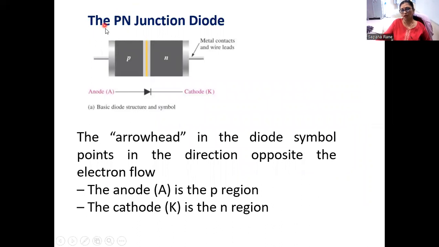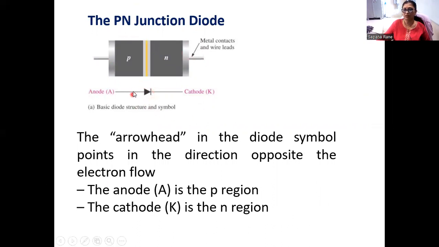Now, as we have studied, what happens when a PN junction is formed. Such a PN junction is an electronic device and it is called a PN junction diode. When P-type material is joined with the N-type material, the PN junction diode is formed. The P-end is called the anode, while the N-end is called the cathode.